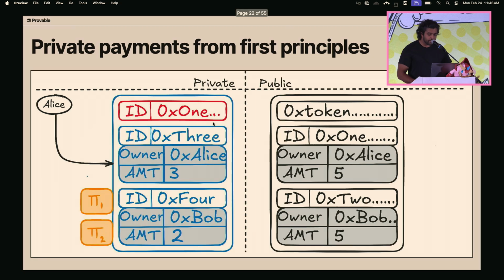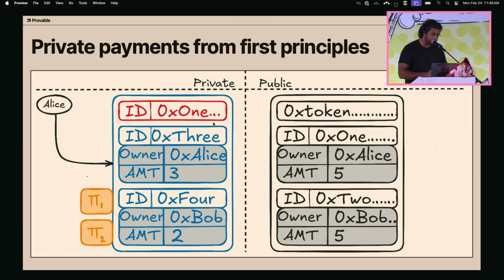Now, if Alice wants to send, let's say, 2 tokens to Bob, she's going to form a transaction. And now there's a lot of parts here, and we'll go through them one by one. The component in the red is the records that Alice is going to use as inputs. So she's going to reference records that exist already on chain and say that she's going to be spending these things and then producing the blue records that you see out there.